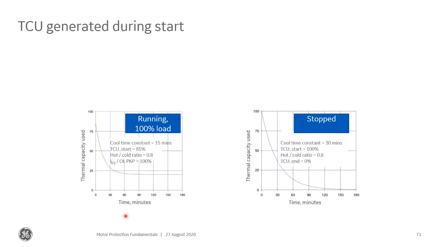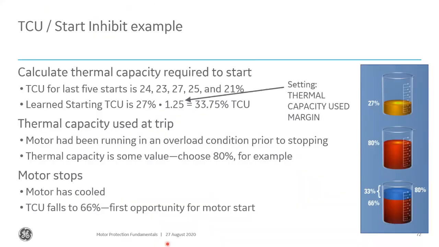So in this example, we're showing the thermal capacity used during a start. When it starts, it runs up to 85%. It has a cool time constant of 15 minutes, and it takes a certain amount of time when it's running to get to the equilibrium point. But if it stops from a fault, it has a slightly different curve.